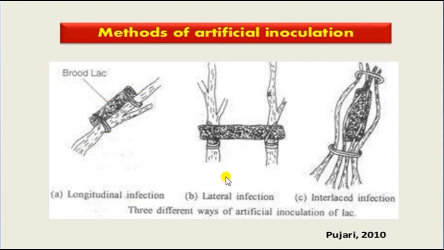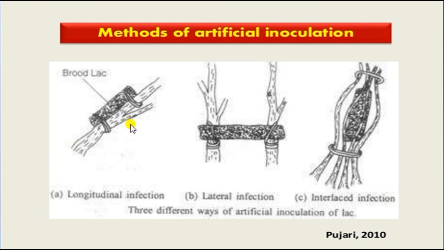And the second one is the lateral infection, in which two branches are kept closely and tied in the lateral way. And in case of the interlaced infection, the nearby twigs are kept together and in the middle of it the brood lac is kept. The brood lacs are mostly inoculated as soon as a few larvae start to emerge from the brood lac. As soon as that occurs, the artificial inoculation is done, or the brood lac is transferred to the host plant.